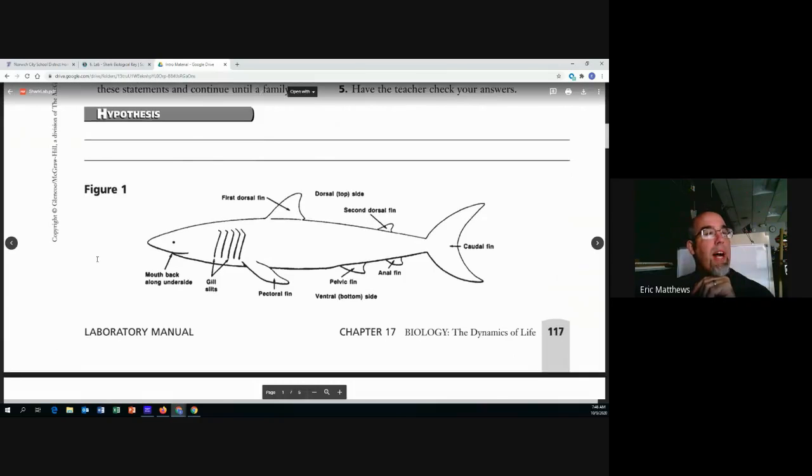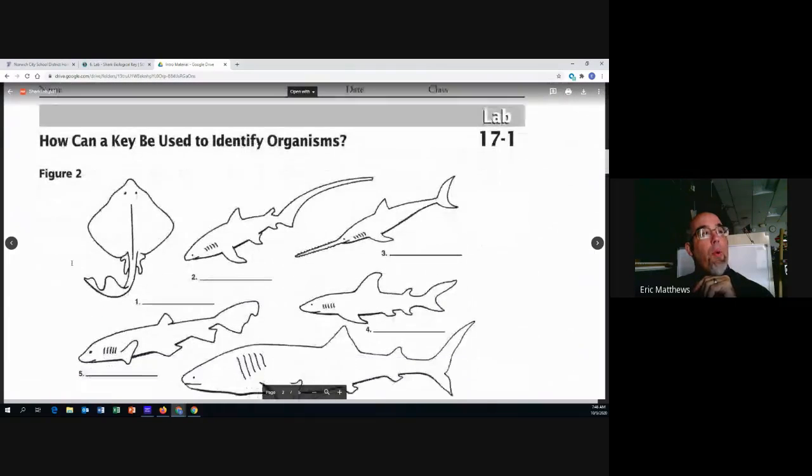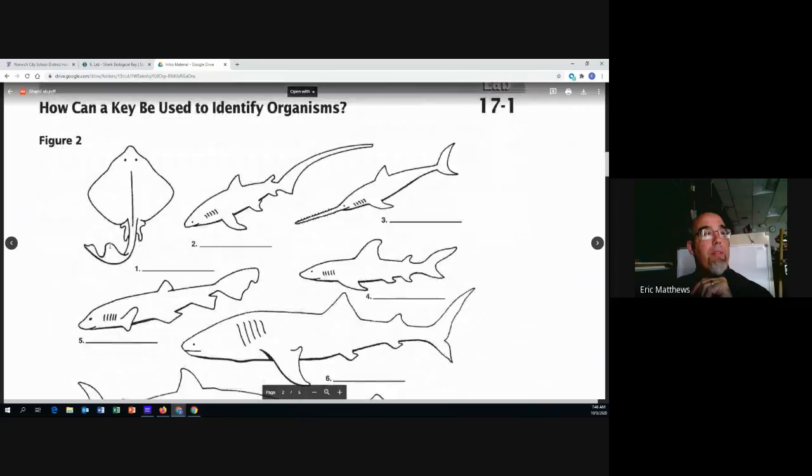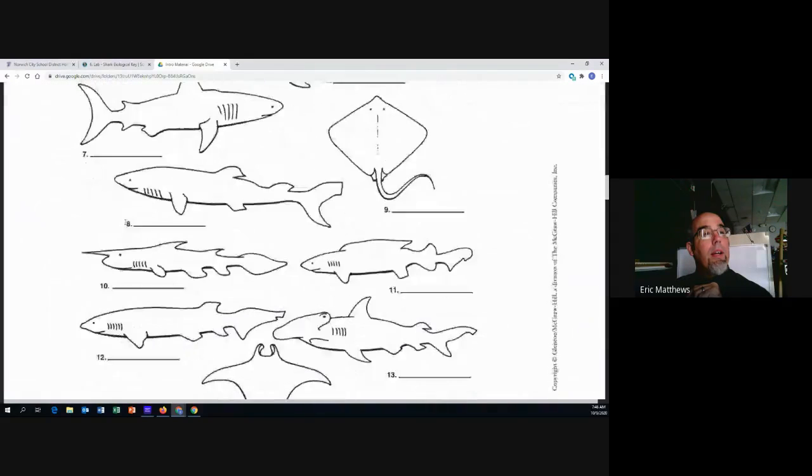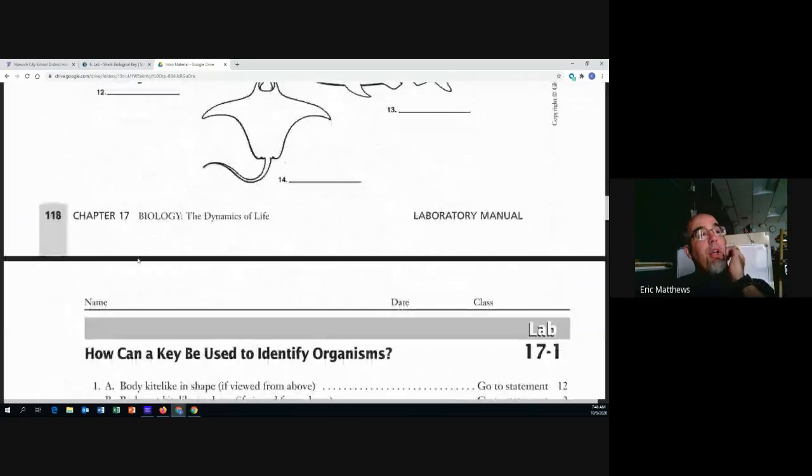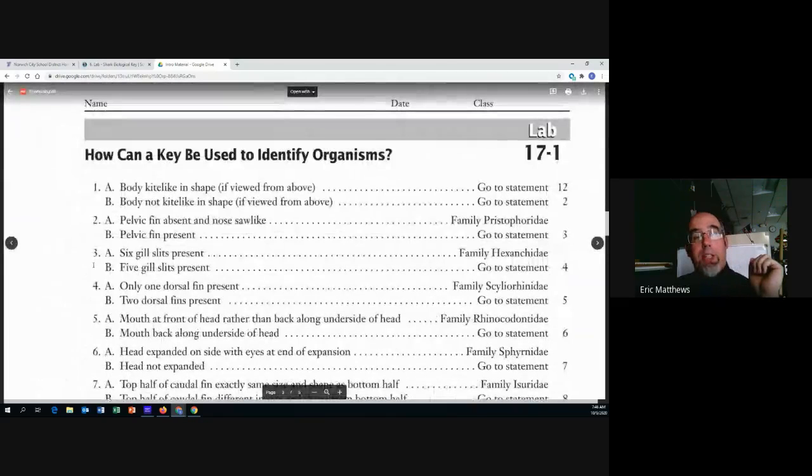But moving on. So here are the 14 sharks that you're going to identify. Each one is numbered with a blank. And you are going to use this biological key in order to determine which one each shark is.